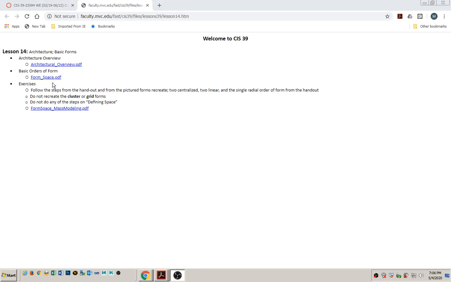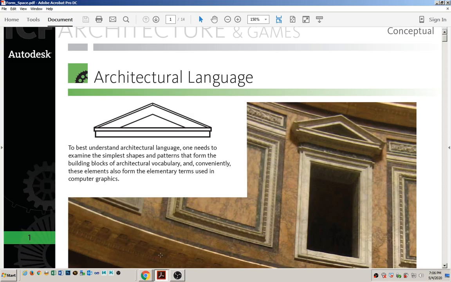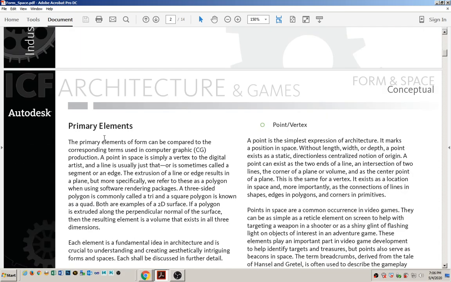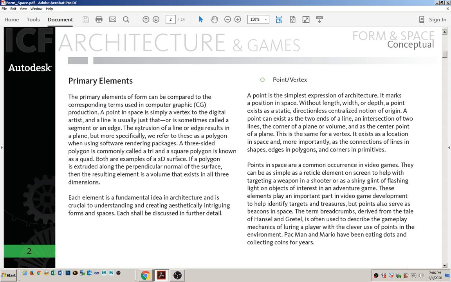All right, so the next thing I'm going to review is this form and space PDF here. And we're going to talk about mainly three different concepts. We're going to talk about the primary elements that are required to even have a shape to something. We're going to talk about the different shapes and the symbolic meaning that they evoke. And then finally, we're going to talk about something called the order of form, and how the order of form is the overall shape of the structure, which is really just a collection of different shapes. So let's start off with the primary elements.